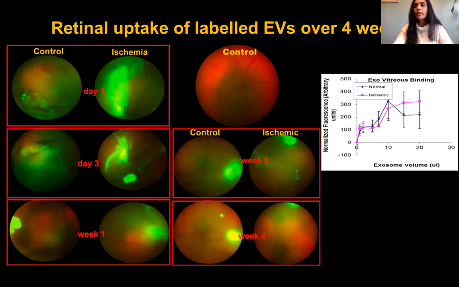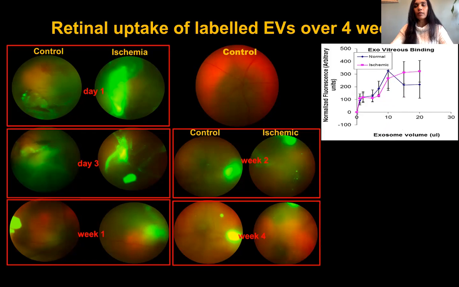For that, we isolated vitreous from the eye. Vitreous is nothing but collagen, and we know that EVs bind to collagen using integrins. So in our study, we isolated the vitreous and did a binding assay. Our result shows that EVs definitely bind to the vitreous collagen in a dose-dependent and saturable manner.